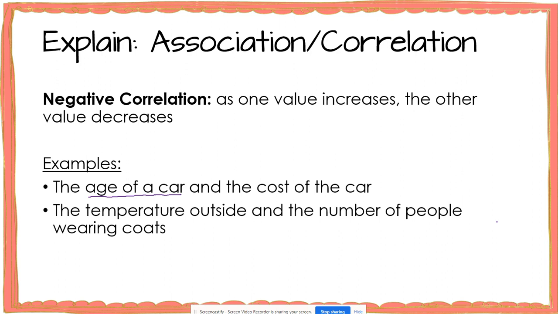The temperature outside and the number of people wearing coats. Well, for this one, if you think about the temperature outside, if the temperature starts out low, so maybe it starts out as 20 degrees outside, there are probably going to be a lot of people wearing coats because it's cold. But as the temperature increases, and maybe it gets to be summer, you're going to see fewer and fewer people wearing coats. There may still be people wearing coats, but that number has gotten a lot smaller. So as the temperature goes up, the number of people wearing coats goes down. And because one of these is increasing while the other decreases, this would be considered negative correlation.